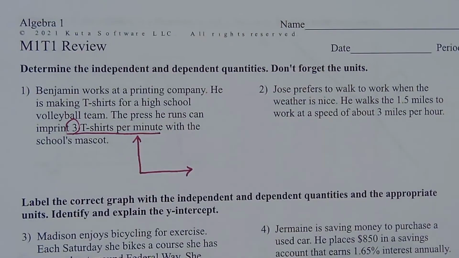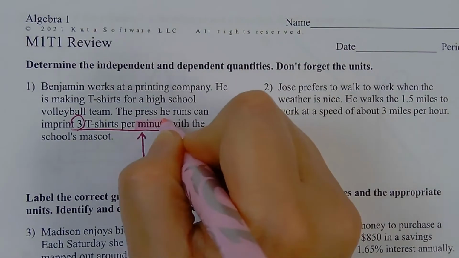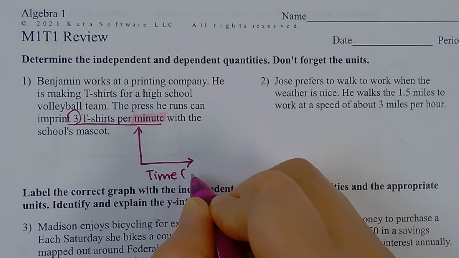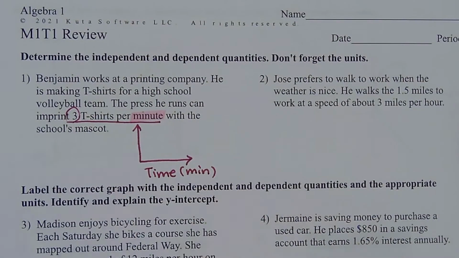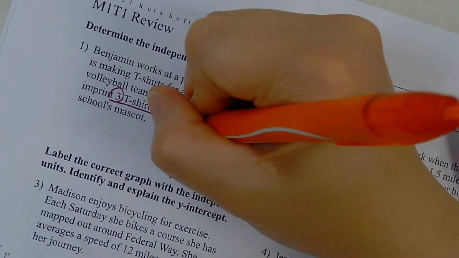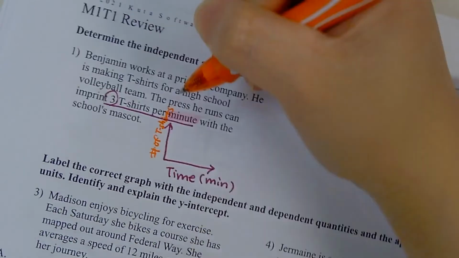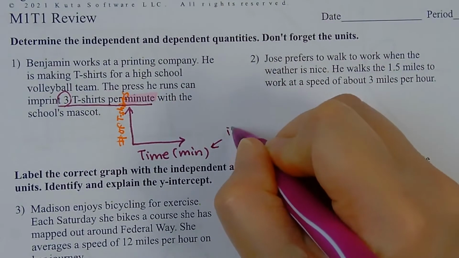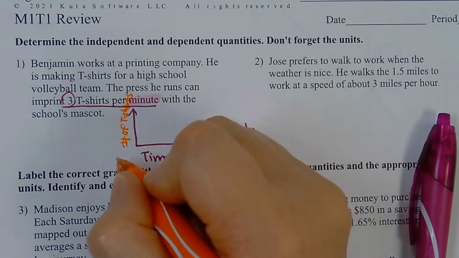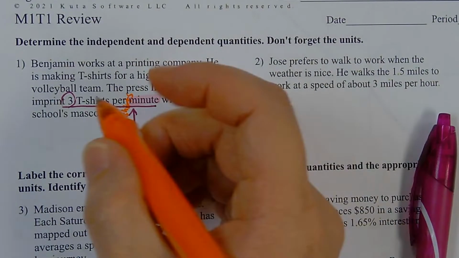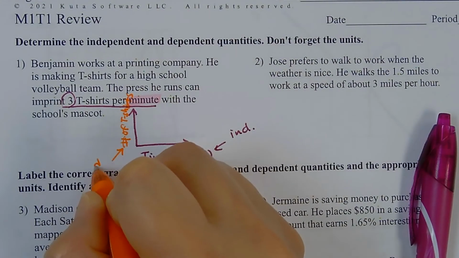So we know we're talking about minutes. So usually when you see some kind of time here, we know that is the independent quantity. So time in minutes. I usually do it as a graph because it makes more sense to me. And if you're like, I'm just going to write it out, go for it. So the time in minutes, and this is going to be the number of t-shirts. All right. So again, my independent is going to be my time. So this right here is independent. And my dependent, because how many t-shirts am I going to make depends on how long we've been running the press, right? The printing press. So this is going to be the dependent.